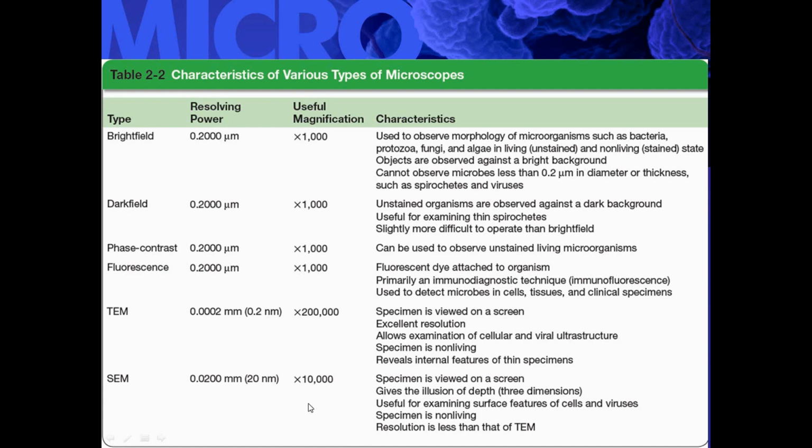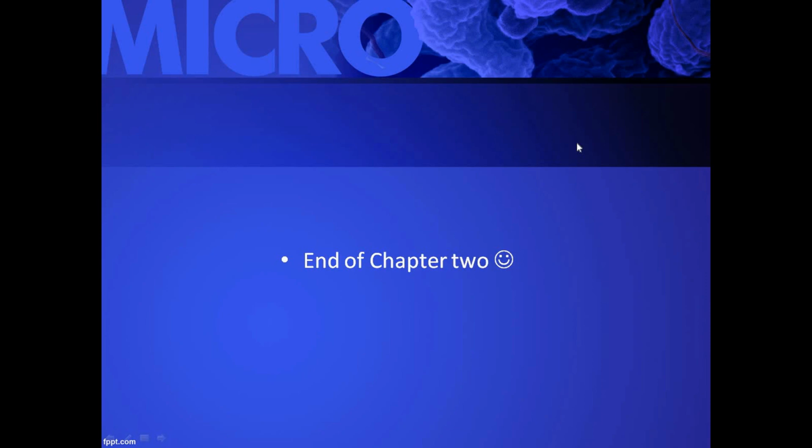The scanning electron microscope has a resolving power of 20 nanometers and a useful magnification of 10,000 times. The specimen is viewed on a screen. The specimen is non-living. It gives the illusion of depth, three dimensions. It is useful for examining surface features of cells and viruses, and its resolution is less than that of the transmission electron microscope.